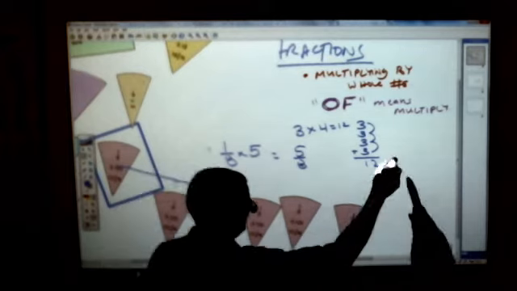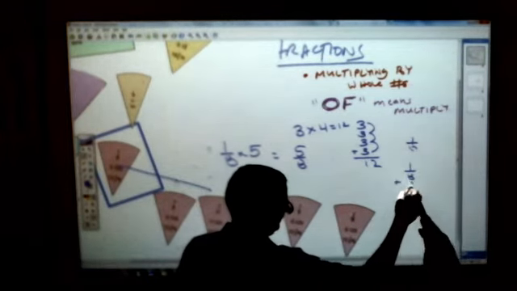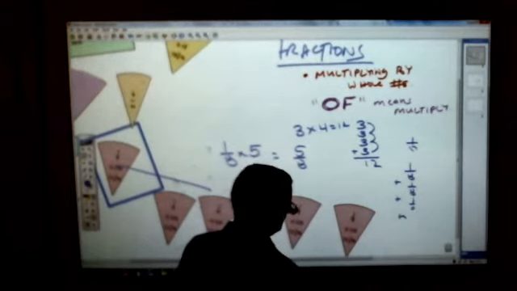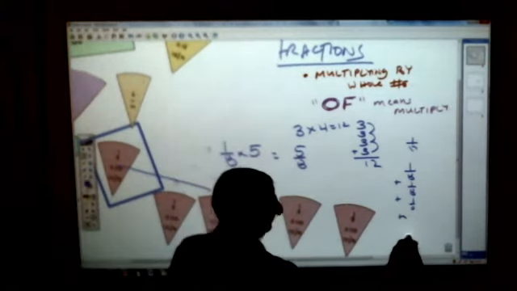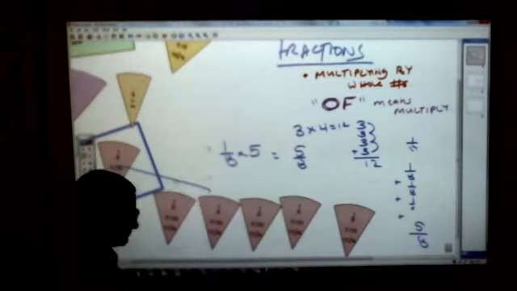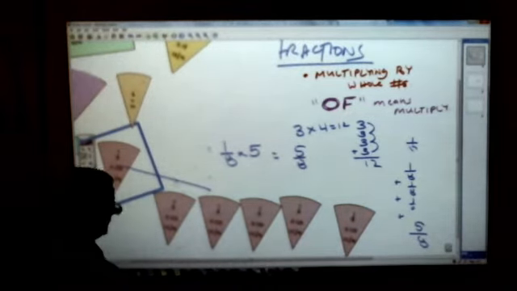Now you could write it like this: 1/8 plus 1/8 plus 1/8 plus 1/8 plus 1/8. Just remember, when you add these together, the bottom number stays the same and the top number adds. Now, you don't want to have to do that, do you, David? Because that takes a whole lot of time.